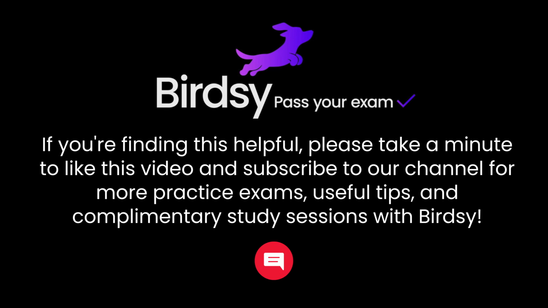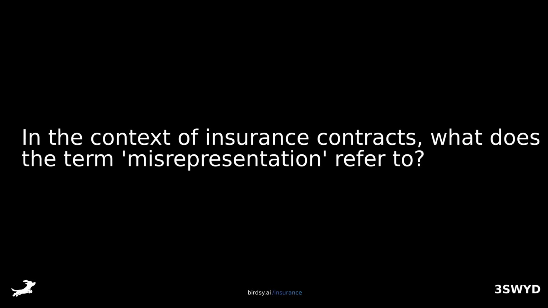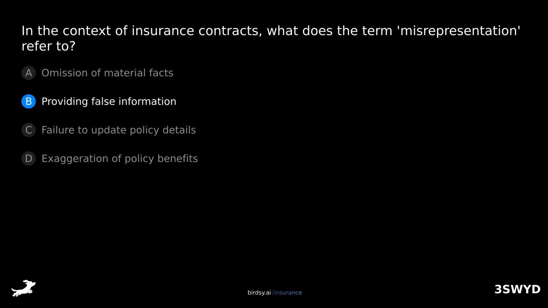Misrepresentation and concealment concepts. In the context of insurance contracts, what does the term misrepresentation refer to? Is it A, omission of material facts, B, providing false information, C, failure to update policy details, or D, exaggeration of policy benefits? The answer is B, providing false information.